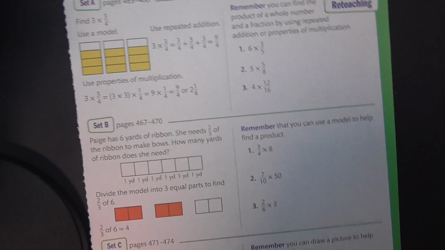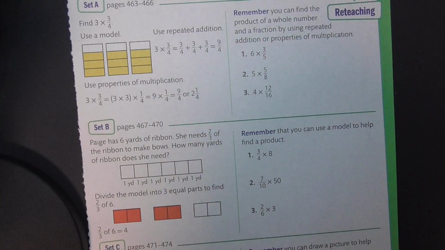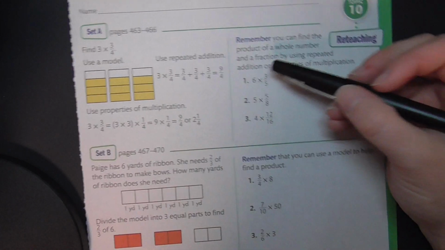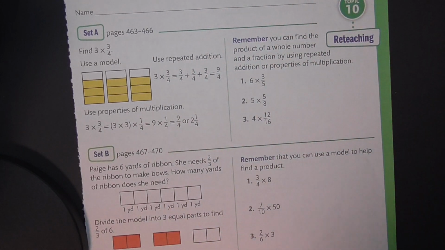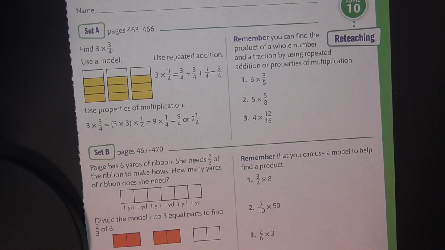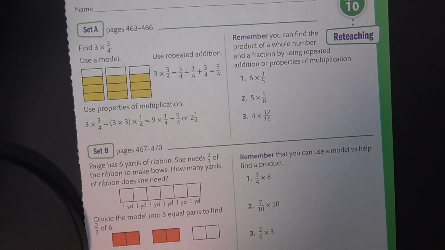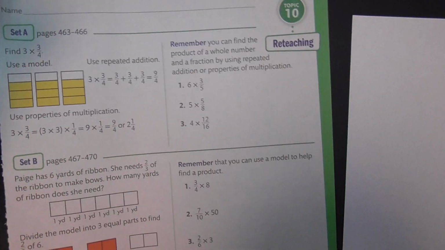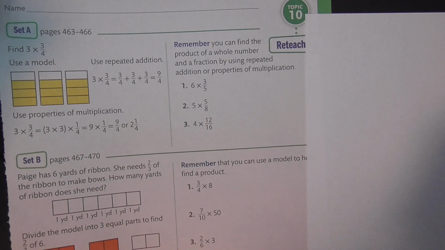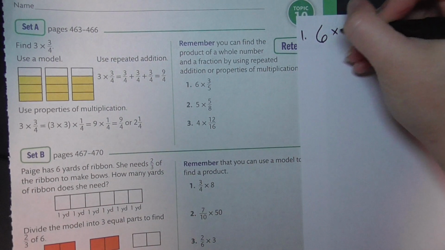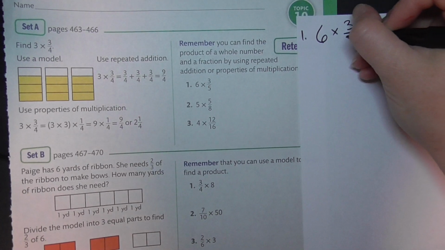All right, my friends, go to page 485. And we are going to work on number 1. This is set A. So remember, you can find the product of a whole number and a fraction by using repeated addition or properties of multiplication. So for number 1, we have 6 times 3/5.